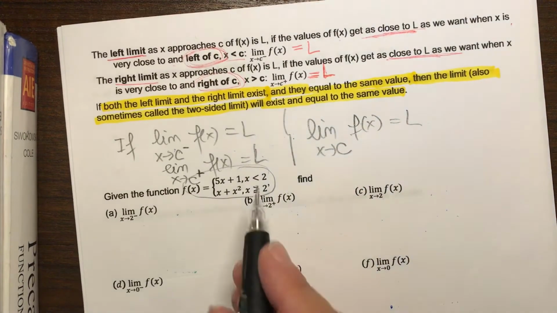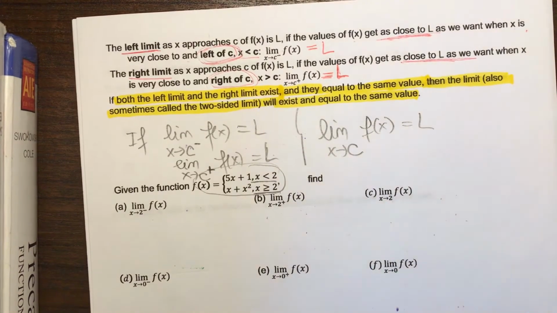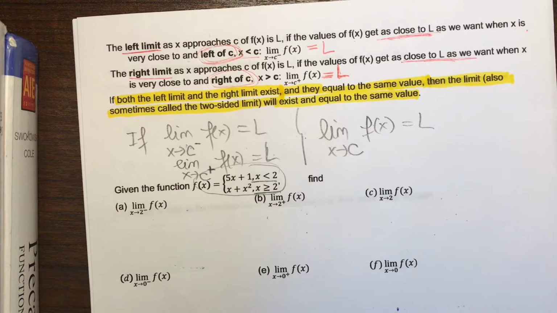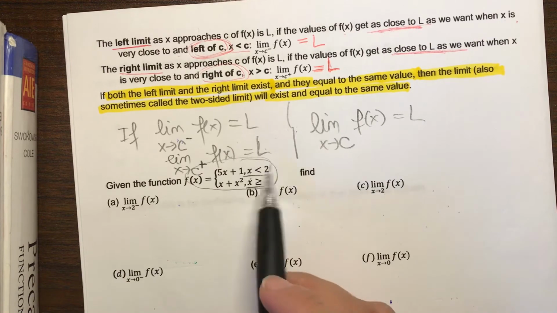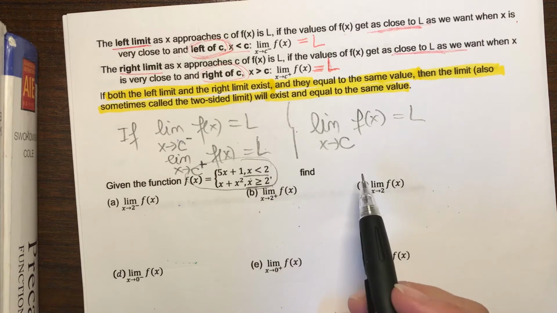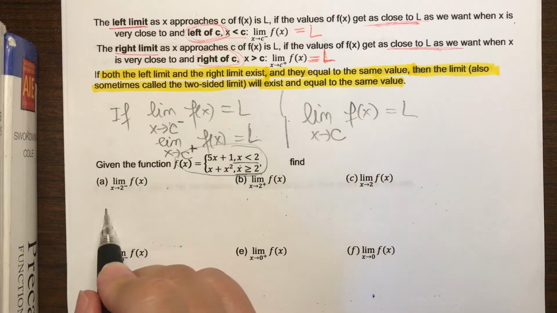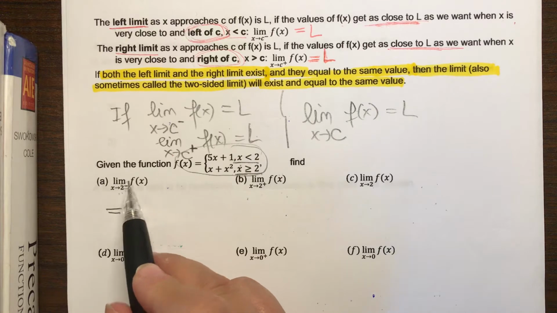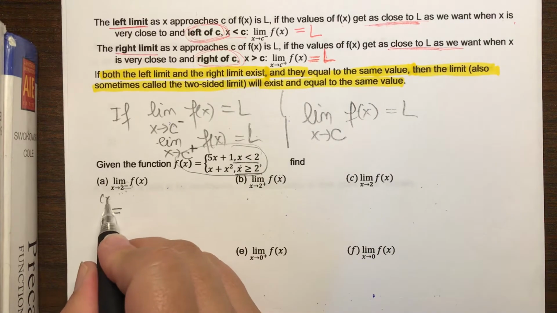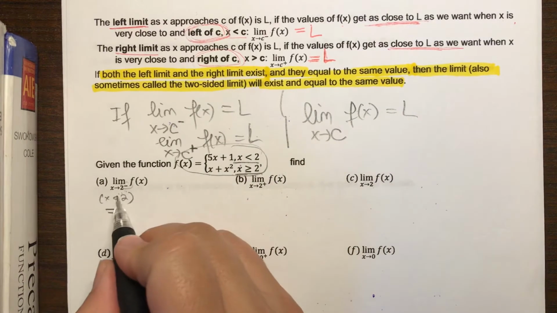Now, as you see, the definition for this function is changing when x is equal to 2. So you have one definition for this function for x less than 2, and one definition for x greater than 2. So what does it mean to find the limit as x approaches 2 from the left? One more time, that means the values of x have to be less than 2.